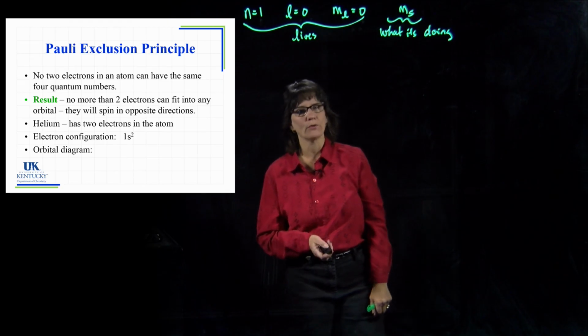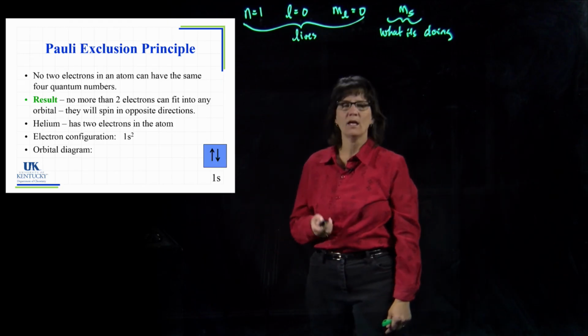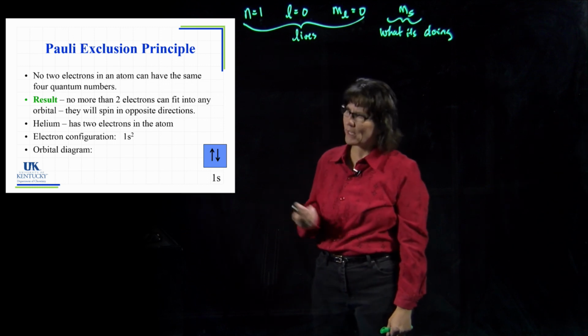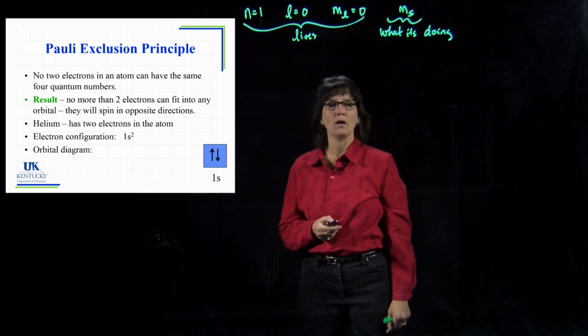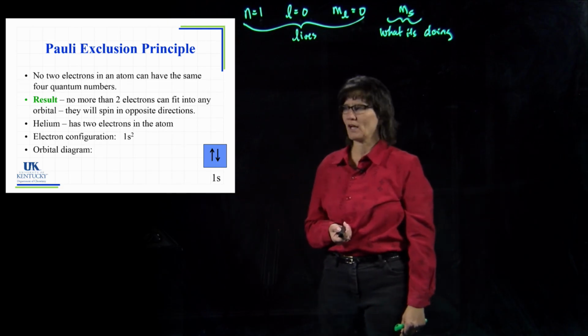And we can draw its orbital diagram. Its orbital diagram would show the orbital with a box, okay? We name the subshell 1s. That's the name of the orbital as well. And now this has 2 electrons, but they're spinning in opposite directions.